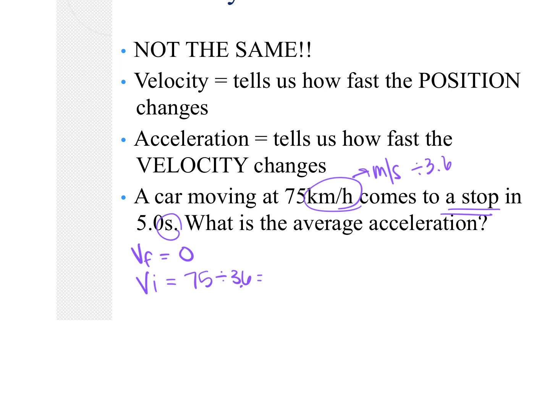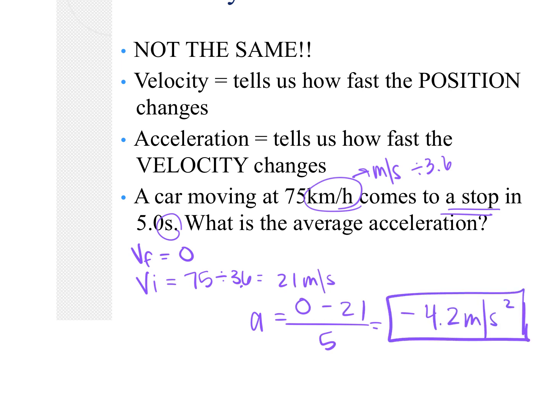If I'm looking at sig figs here, which aren't that big of a deal, I would just go ahead and round that to 21. And then I'm going to look for my acceleration. So acceleration equals, what is my numerator going to look like here? It's going to be 0 minus 21. That's really important. So that gives me an acceleration of negative 4.2 meters per second squared.